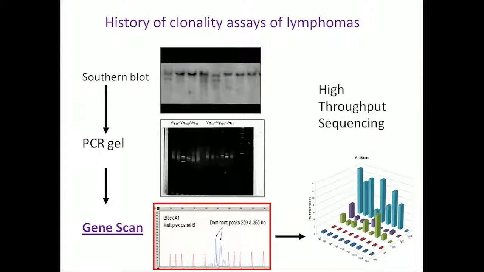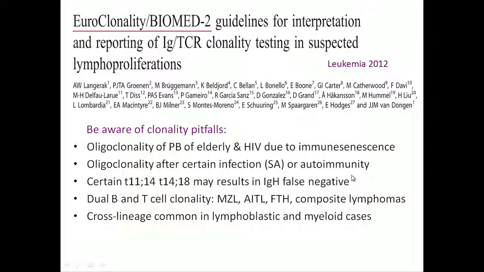So just briefly, let me mention clonality. Where are we in the whole issue of clonality? In my 25 years of working in dermatology, I've seen the transition from Southern blot to PCR gels. Now we are using GeneScan. GeneScan works very well. You can have a nice identity of the clone with the base pair size of the amplicon. Is it worth moving towards high throughput sequencing, next generation sequencing?